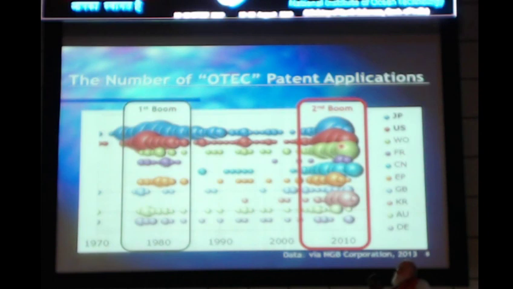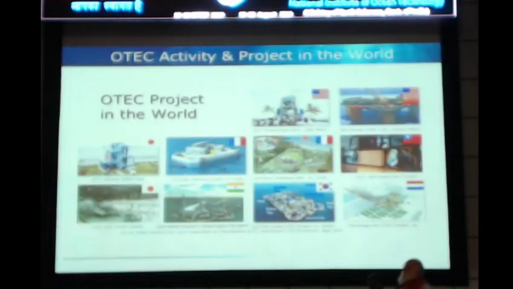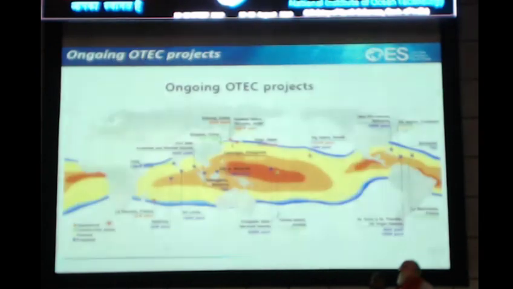many strongly progress. So world progress in the US and France, of course India, Korea, and the Netherlands, also Japan. So this is the IEA, International Energy Agency, showing the ongoing OTEC projects. 10 years ago, only one project, but recently, there are many projects, in operation and planning and so on.